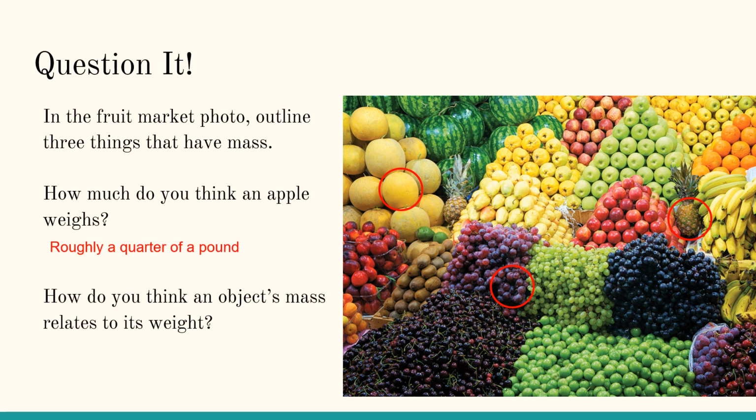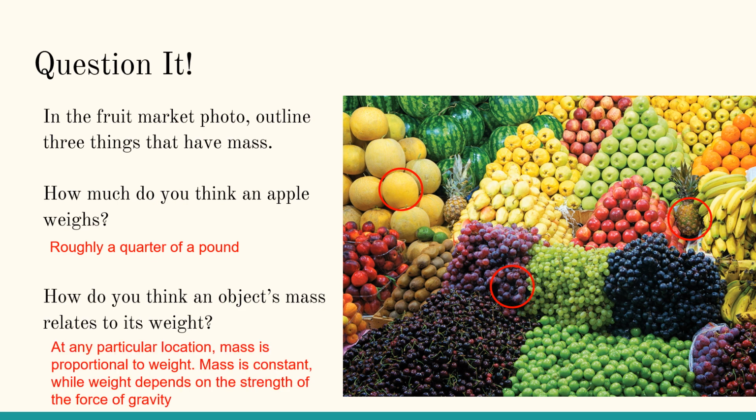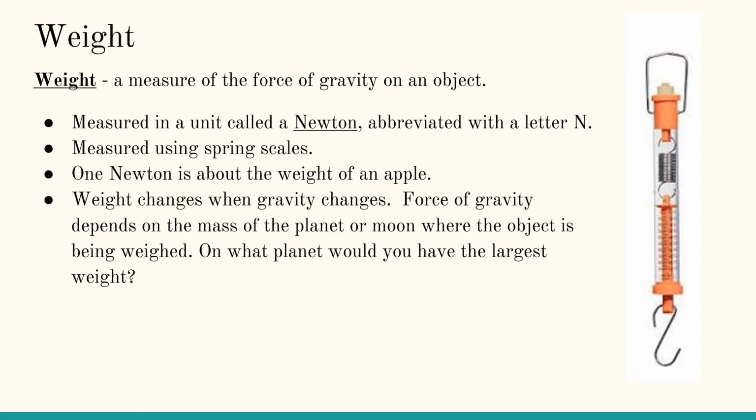How do you think an object's mass relates to its weight? At any particular location, mass is proportional to weight. Mass is constant, while weight depends on the strength of the force of gravity. Weight is a measure of the force of gravity on an object. It is measured in a unit called a newton, abbreviated with the capital letter N. It's measured using spring scales. 1 newton is about the weight of an apple.